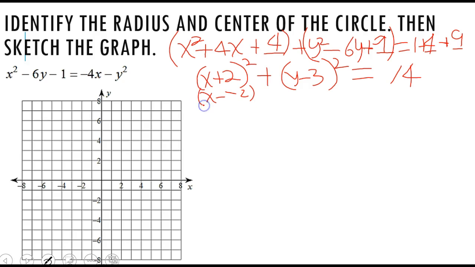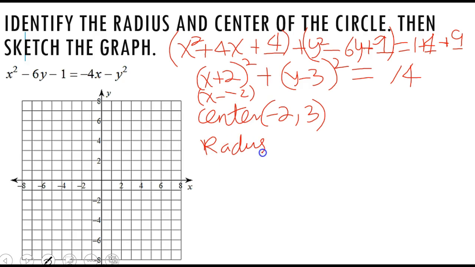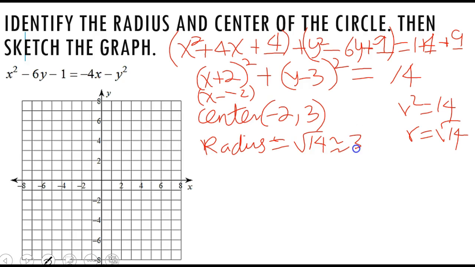So we know the center is going to be negative 2, 3. And the radius is going to be, since r squared is 14, r is going to be the square root of 14. So it's going to be square root of 14, which is approximately 3.7. So we are to sketch it.